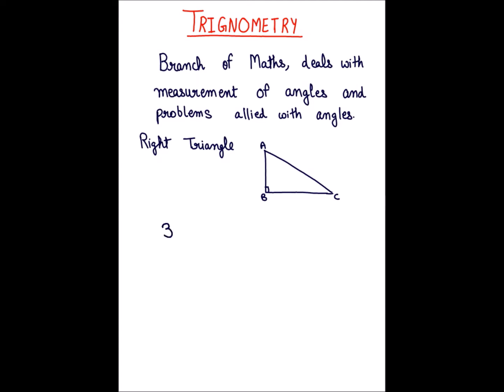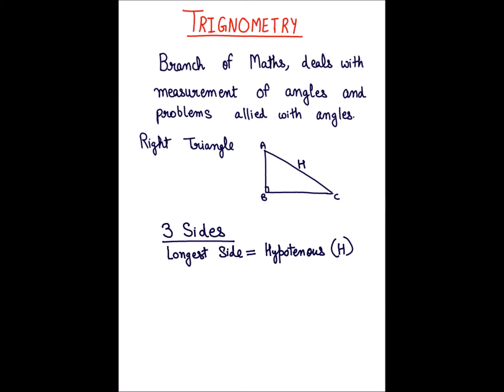We have three sides in any triangle, and in a right angle triangle the longest side is known as hypotenuse and the other two sides are known as perpendicular and base. See, the terms perpendicular and base will change depending upon the angle that we are dealing with, as trigonometry deals with angles, as I said before. So the angle which we are dealing with will decide which of these two sides is the perpendicular and which is the base. For that, let's understand in detail.